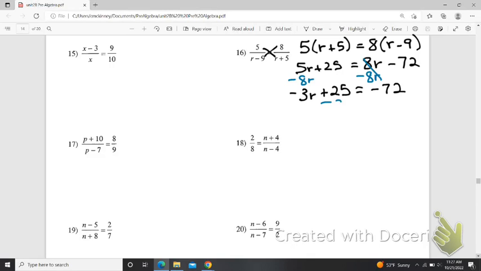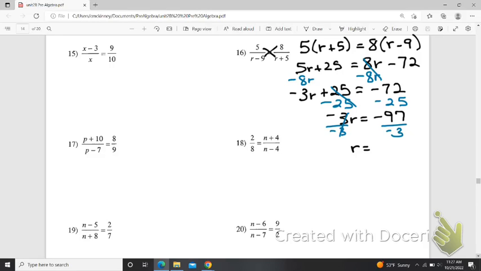And now I'm going to subtract 25 on both sides. I have negative 3r is equal to negative 97. And I'm kind of glad that I chose this one because we are so accustomed to things dividing nicely that sometimes when we get something that doesn't divide nicely, we second guess ourselves. So it even makes me look at it twice.